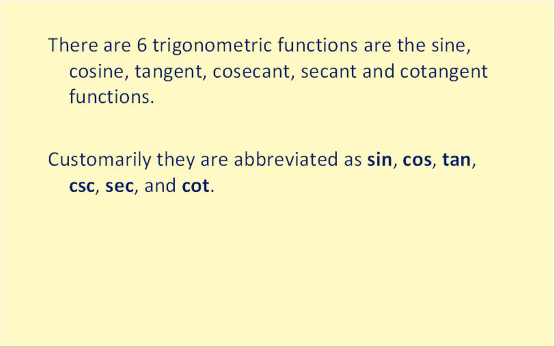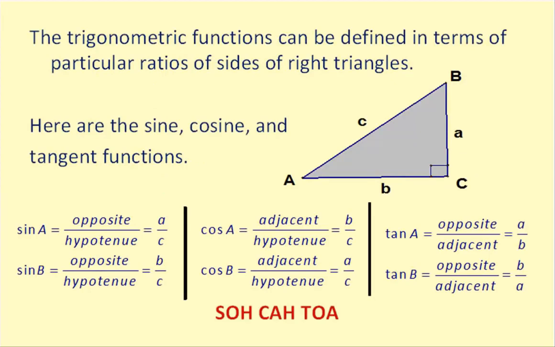There are 6 trigonometric functions, and they are sine, cosine, tangent, cosecant, secant, and cotangent. Customarily, they are abbreviated using this notation in bold. Now, these trig functions can be defined in terms of particular ratios of sides of right triangles. Here are the sine, cosine, and tangent functions in terms of ratios of sides of right triangles. If we start at angle A, it would be the ratio of the opposite side over the hypotenuse.